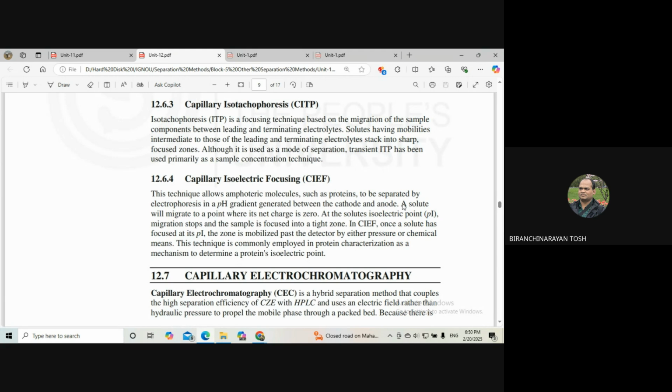Then capillary isoelectric focusing. This technique allows amphoteric molecules such as proteins to be separated by electrophoresis in a pH gradient generated between the cathode and anode. So, depending upon the pH, it will be separated.